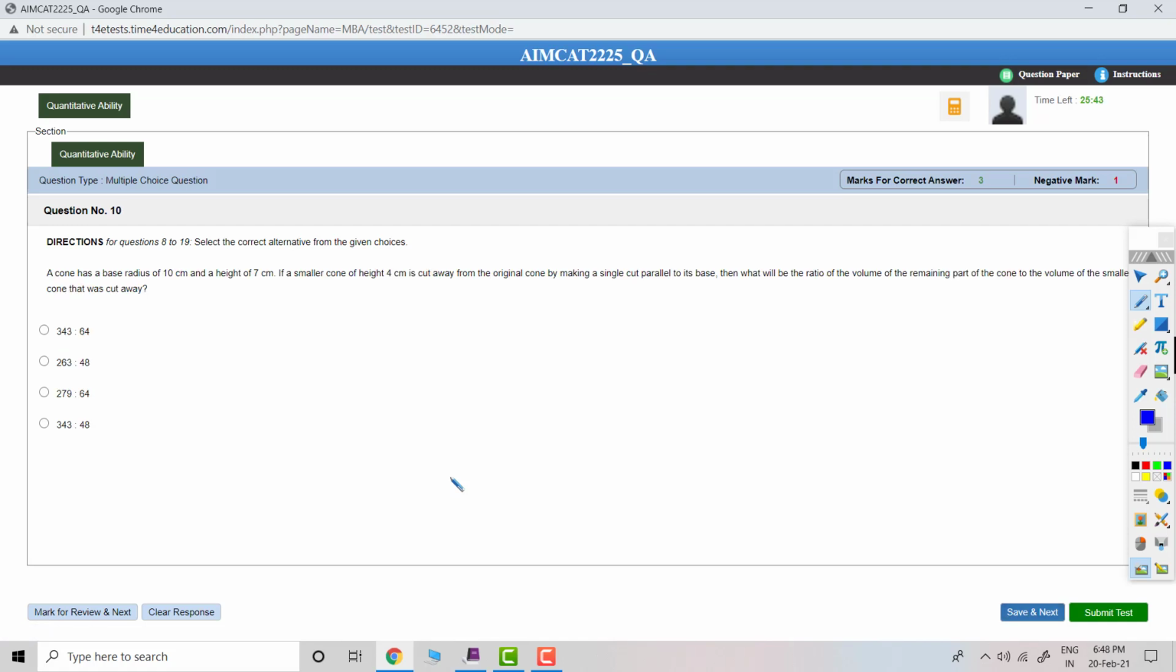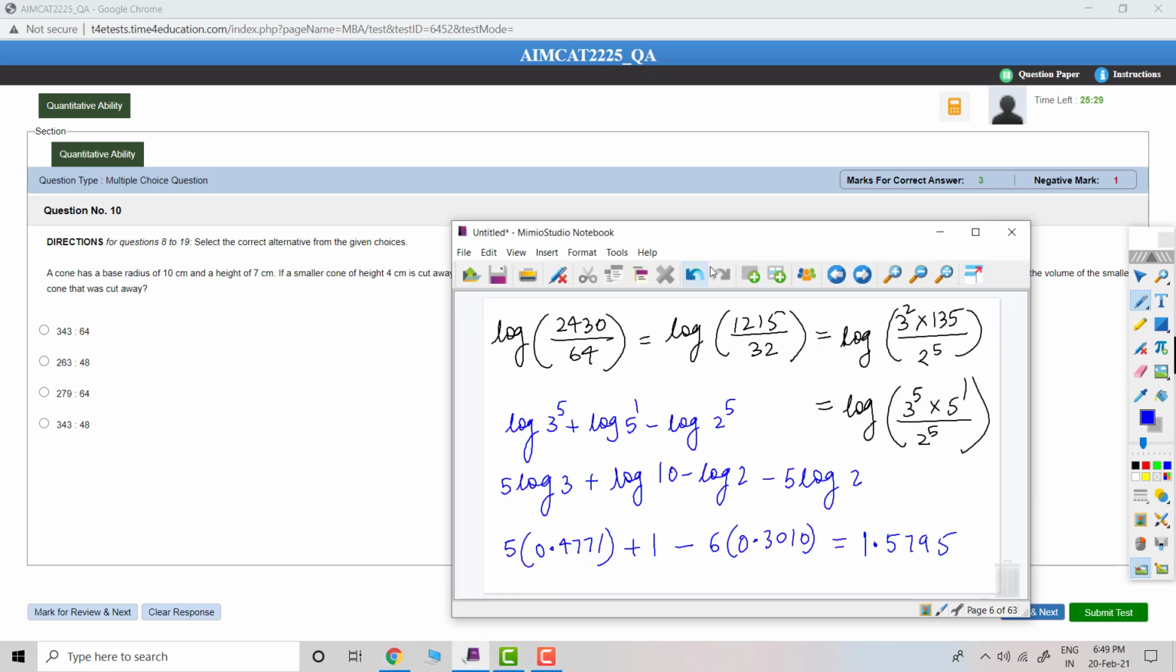Okay. Now look at question number 10. Question number 10 says that a cone has a base radius of 10 centimeter. A cone has a base radius of 10 centimeter and height of 7 centimeter. Okay, let's draw the diagram here.